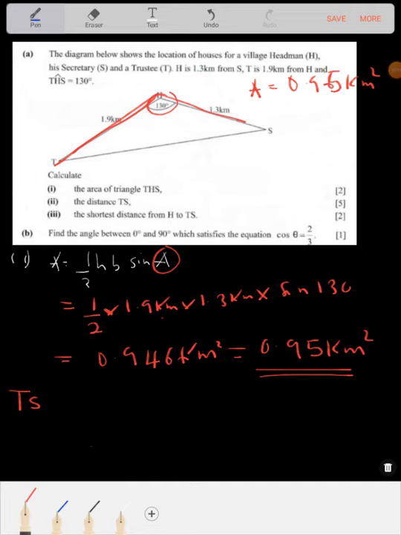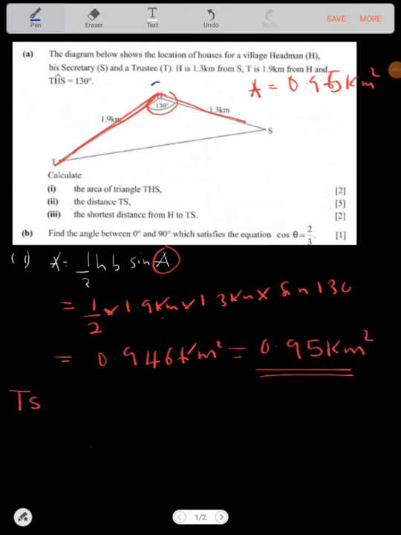Now, how do we find distance TS? Let me just label this again. Since this is H, we call this side H. And this is S, we call this side S. We call this angle T, we call this side T. So what we are finding is actually TS, which is just the same as H. And we are going to use the cosine law.